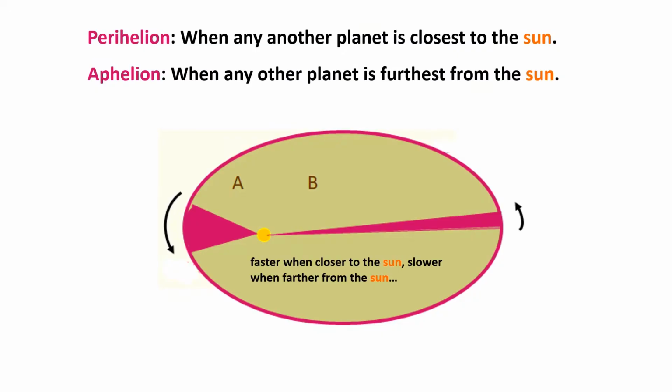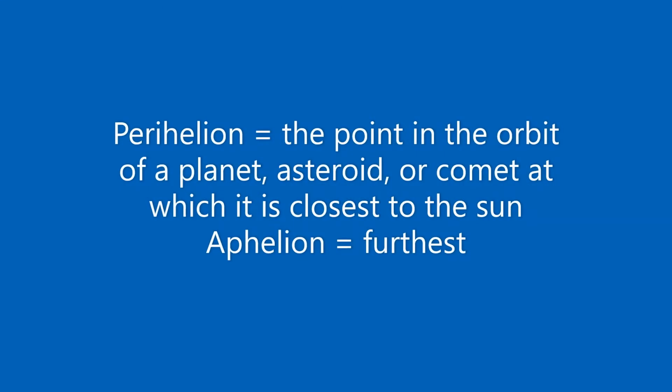Alright, so this is the second Kepler's law. The perihelion is when a planet is closest to the Sun. The aphelion is when a planet is furthest from the Sun. If you remember, aphelion is away, A for away, when the planet is furthest away from the Sun, and perihelion is when it is closest to the Sun. Perihelion just means the point in the orbit of a planet, asteroid or comet at which it is closest to the Sun. Aphelion is the furthest away.